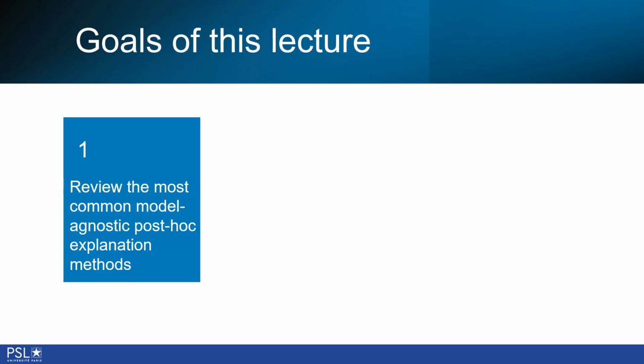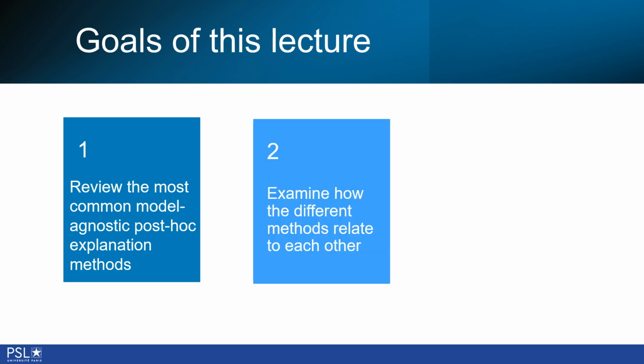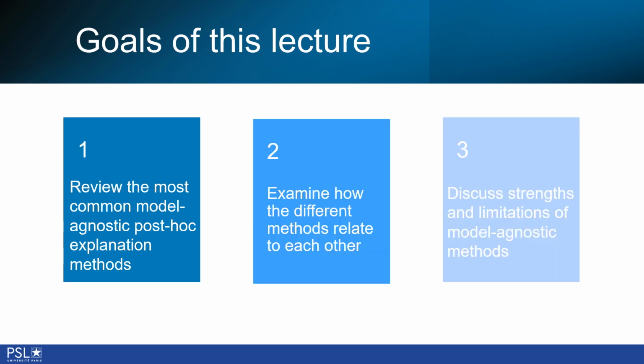The goals of the second lecture will be to continue reviewing the most common methods for generating model-agnostic post-hoc explanations, examine how the different methods relate to each other, and finish by discussing the strengths and limitations of model-agnostic methods.